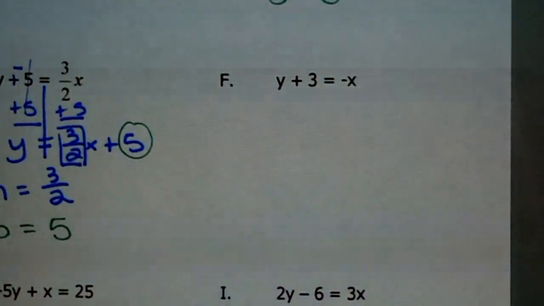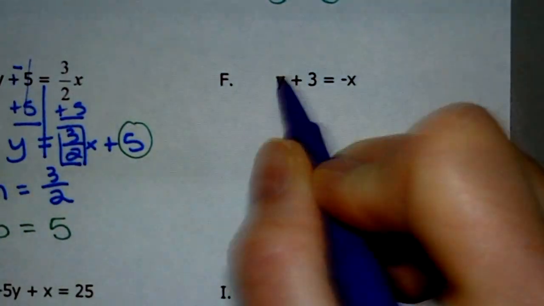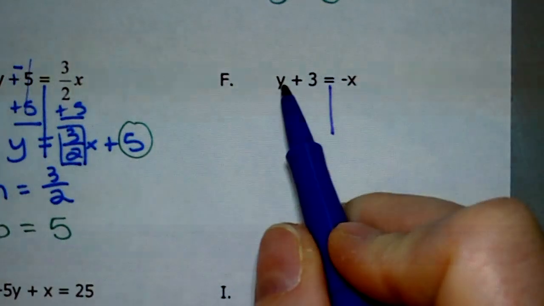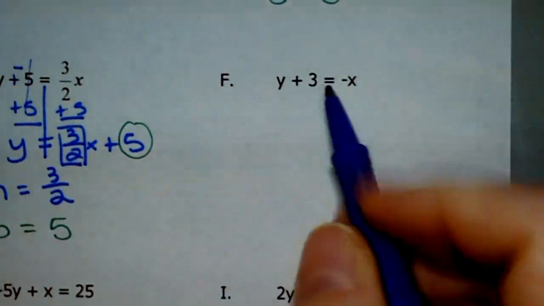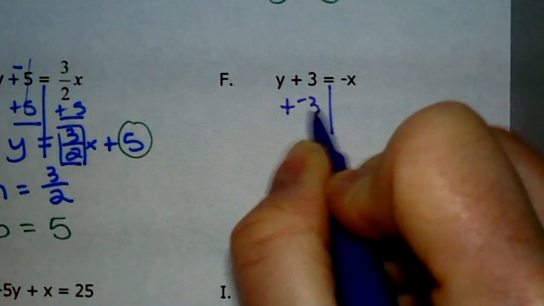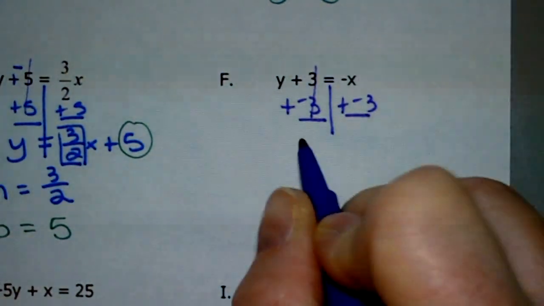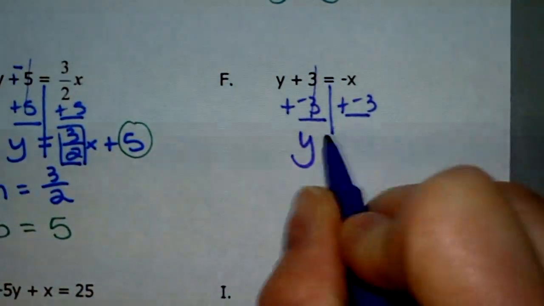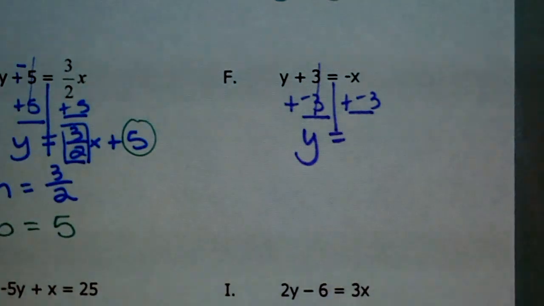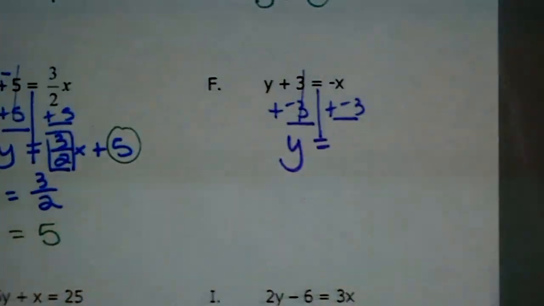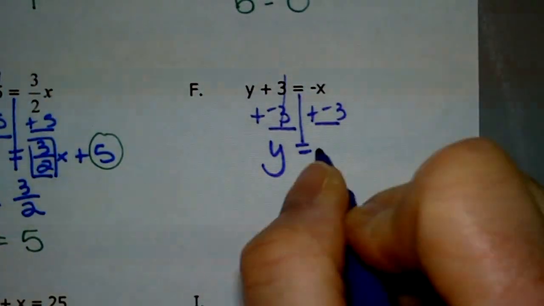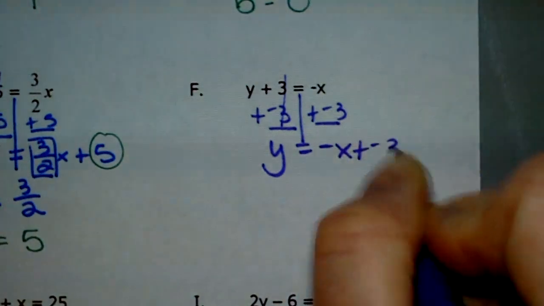Again, hoping you're noticing, uh-oh, y is not by itself. I need to get the y by itself. 3 is being added to it, so I'm going to add a -3 to each side. Those cancel out. Y is left over here. And again, -x plus -3, those are not like terms. I can't combine them, so I'm just going to rewrite that expression.